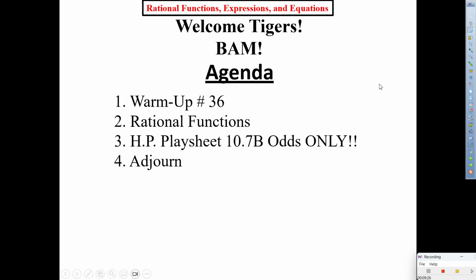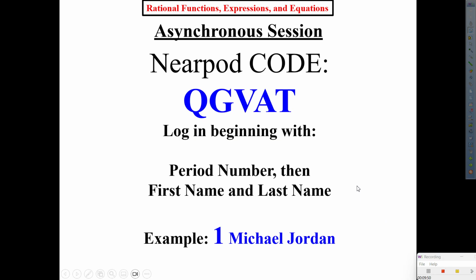Copy the agenda. Warm-up 36. Rational functions. Tonight's homework: play sheet 10.7b. Odds only. All right, copy this code to access the homework. Q, G, Z, A, and T. Write that down.